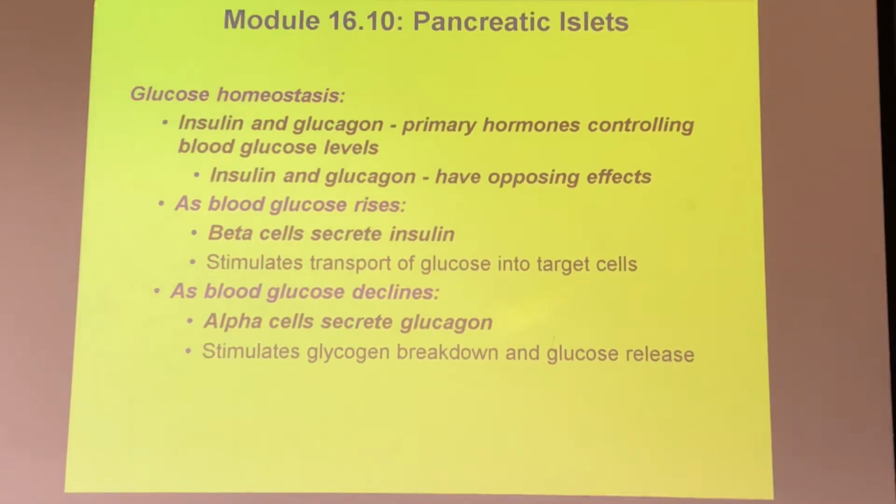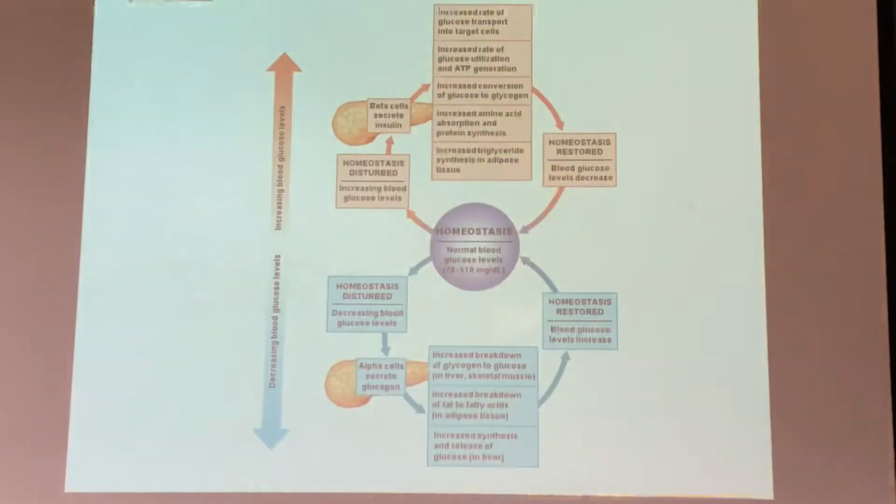How is glucose controlled? That's called glucose homeostasis. Insulin and glucagon control the glucose level, and they are opposite in fact. As blood glucose rises, beta cells secrete insulin, and when it goes down, alpha cells release glucagon. This is showing the same thing again. This is the control, the normal. If it is disturbed, the pancreas will produce this. If it goes high, they will produce insulin. Here they produce glucagon, here insulin.